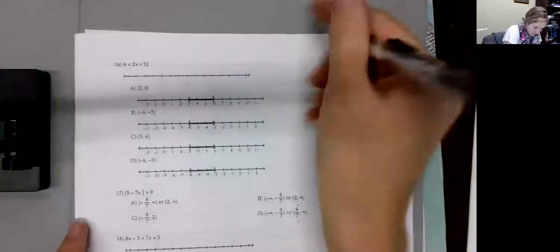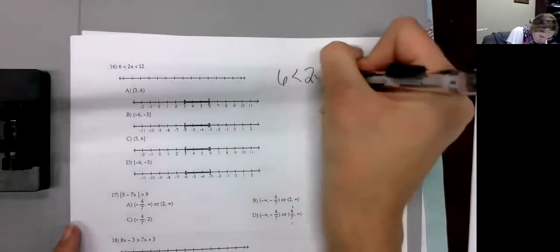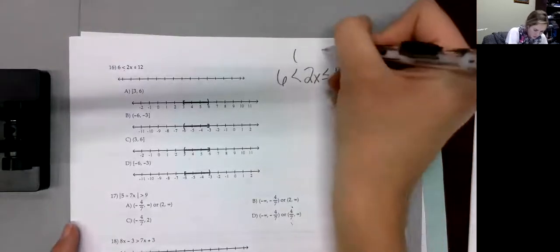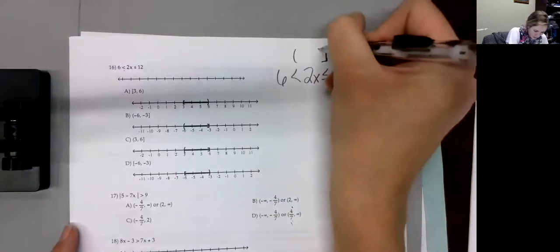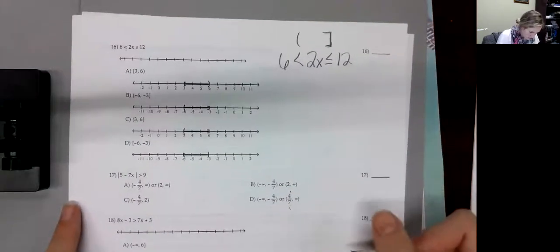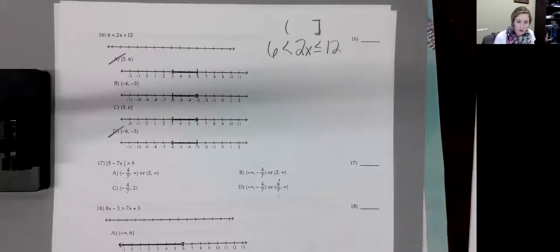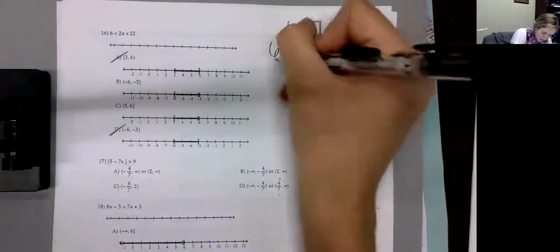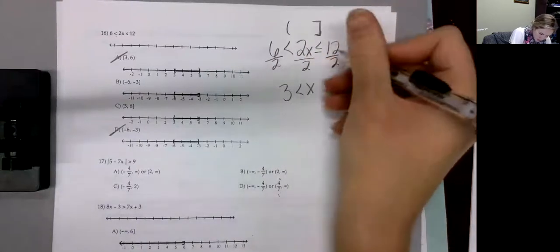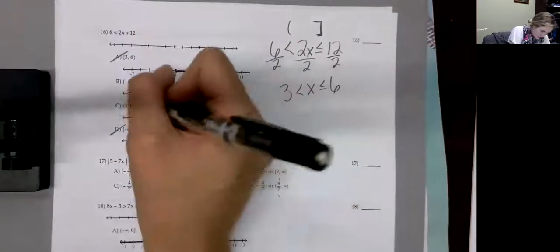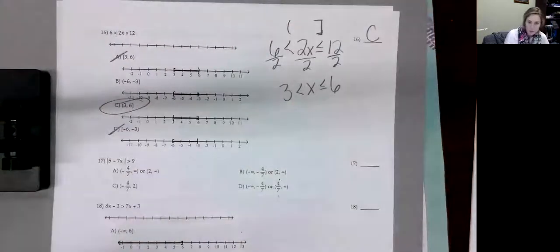All right, here's another compound inequality. So we have 6 is less than 2x, which is less than or equal to 12. Right now, looking at this, I know I'm going to have a parenthesis on this side and a bracket on this side. So it's not this one or this one. And then we'll solve it. We need to divide by 2 to get x alone in the middle. So 6 divided by 2 is 3. 12 divided by 2 is 6. So we're going to go from 3 to 6. There's no negatives, so it's not that one.